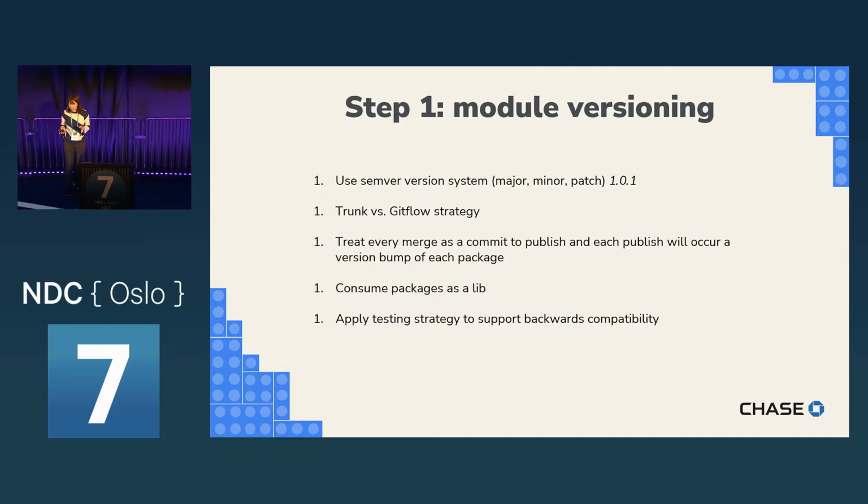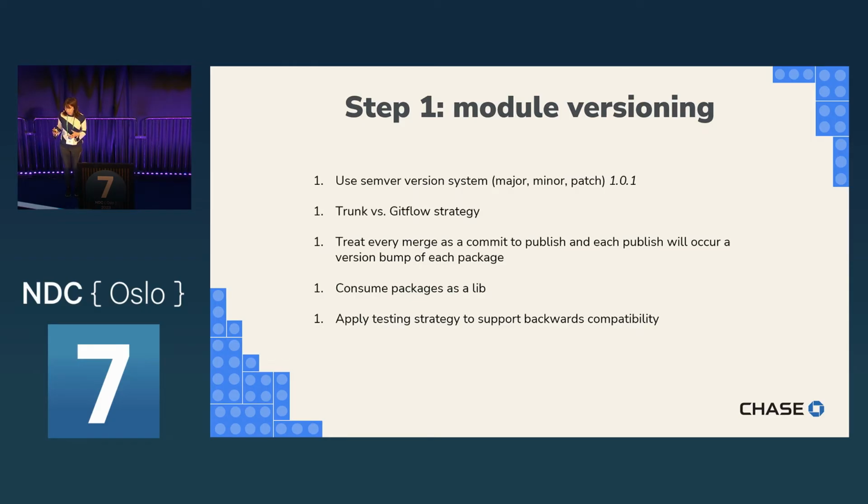So when you look at your module versioning, you need to think about what Git strategy you're using as well. Your Git strategy might have an impact on your version system. So right now we are using something in between. And then we treat every merge as a commit to publish, and each publish will incur a version bump of each package. And this was done in an automatic way.